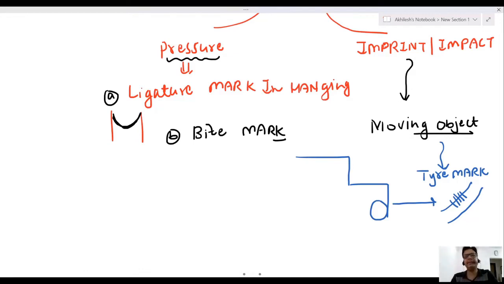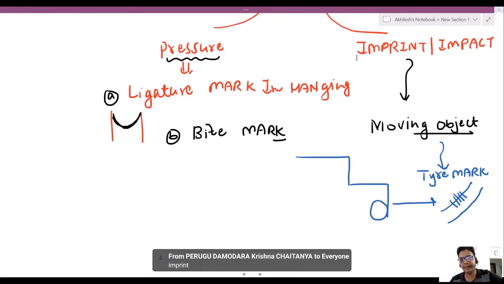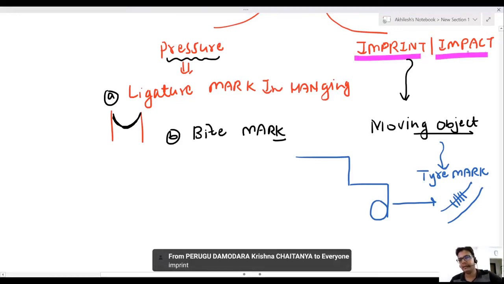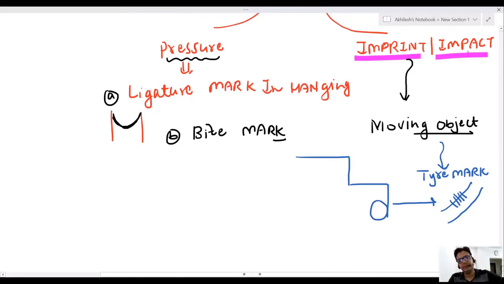A hanging ligature mark is an example of pressure abrasion. A tire mark on the body is an example of which abrasion, my dear friend? Anyone? Yes, imprint or impact, both are seen. A tire mark on the body is an example of imprint or impact abrasion.